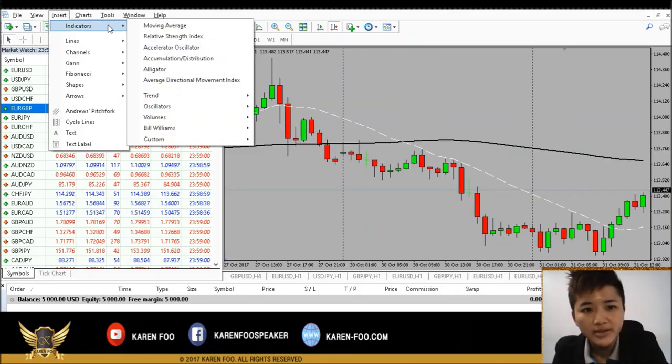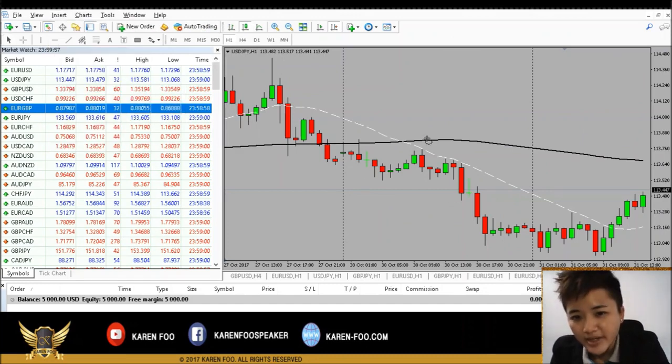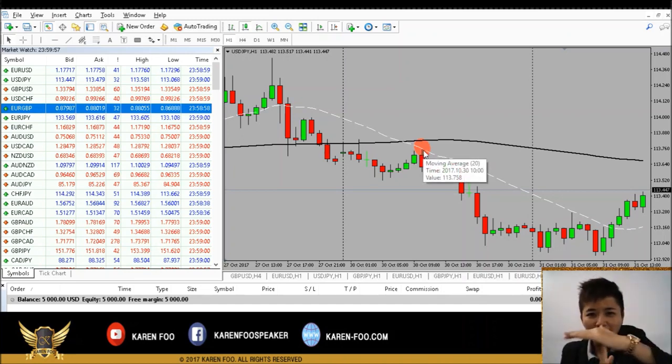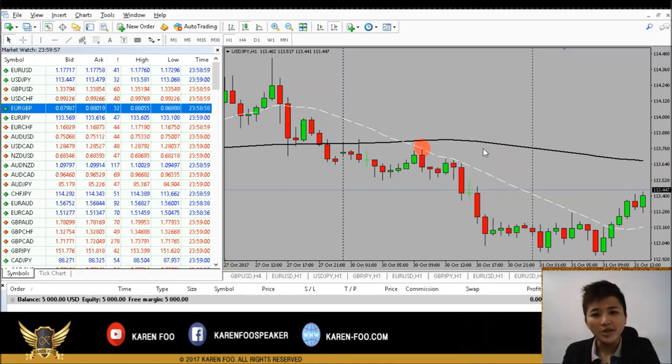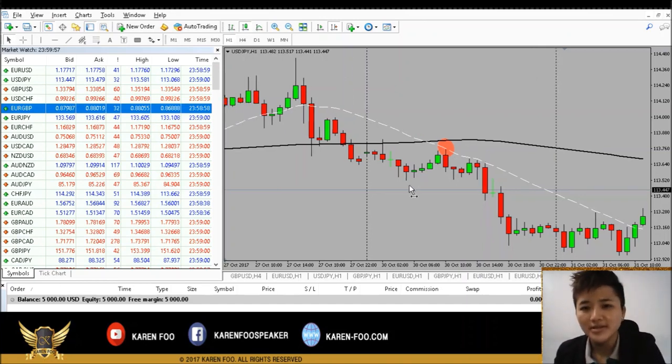A very common question that I get from a lot of my students: Karen, is this considered a touch of the 20 SMA? You look at this. The wick is just lying below the 20 SMA. If you see this happening, I would say that it is not considered a touch, because you would want at least the wick to cross the 20 SMA. If it's just nicely laying below or above 20 SMA, we don't consider it. Only when it is obvious that it has touched, then you consider the criteria fulfilled.